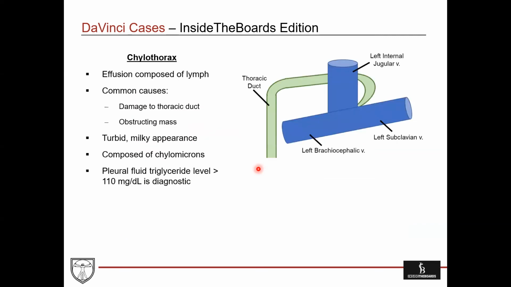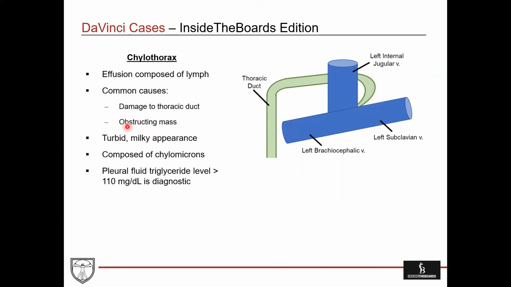Just a couple of the other answer choices. Chylothorax is an effusion composed of lymph. A common cause of that is damage to the thoracic duct or an obstructing mass. The thoracic duct comes from the cisterna chyli in the abdomen, ascends up the vertebral column, comes up into the chest, and joins at the junction of the left internal jugular vein and the left subclavian vein. So you can have damage to this. This often will happen in different thoracic surgeries.